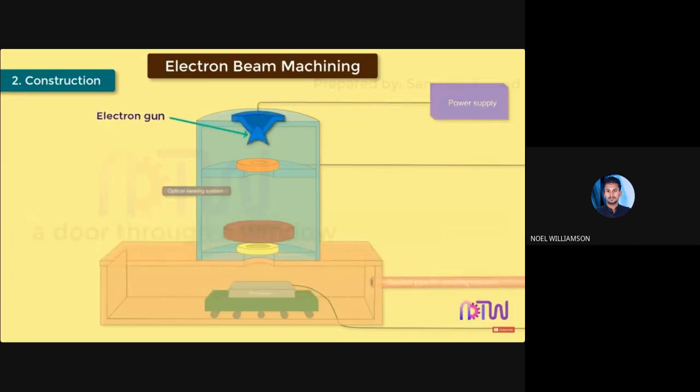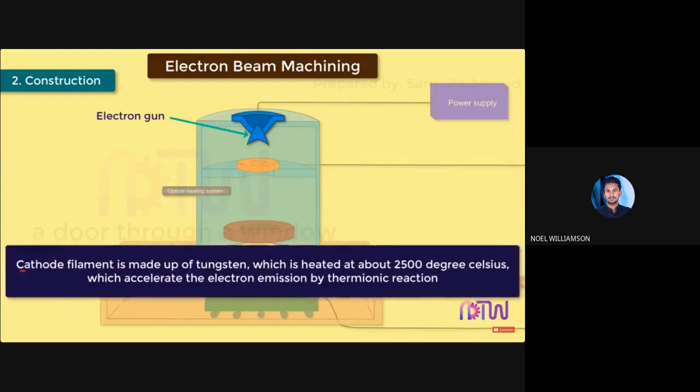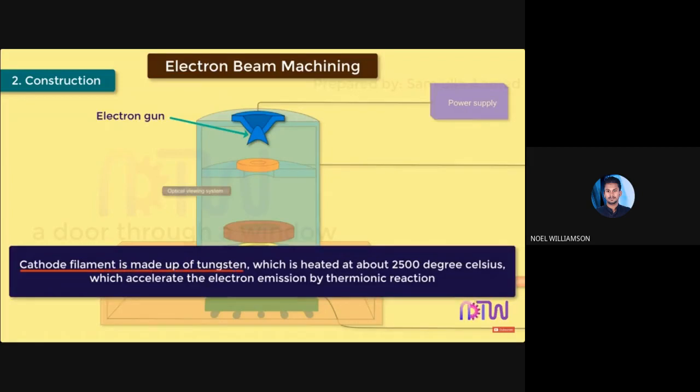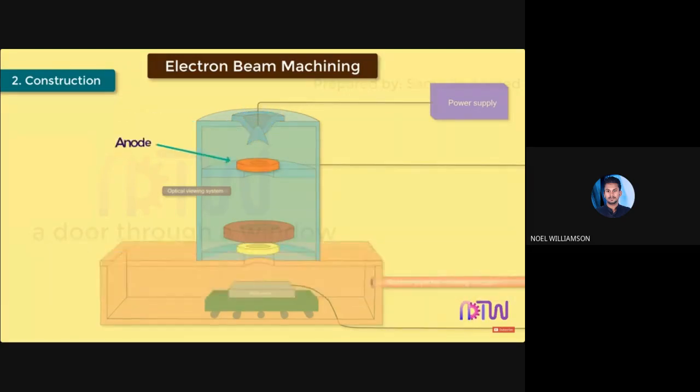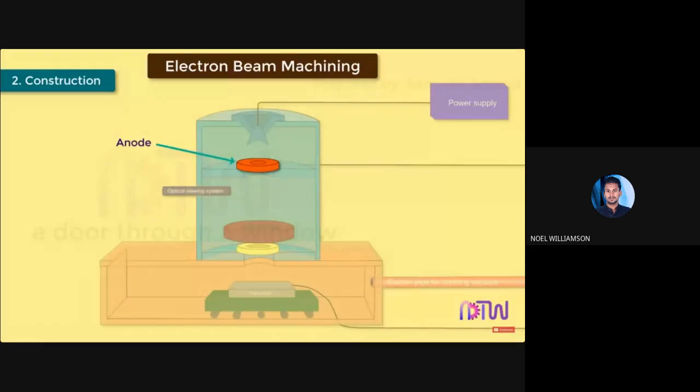Electron gun. It is a cathode ray tube which generates the electrons, accelerates them to a very high speed, and focuses them on the required spot on the workpiece. The cathode filament is made of tungsten, which is heated to about 2500 degrees Celsius, which accelerates the electron emission by thermionic emission. Anode. The anode is connected to the positive bias. The electrons are pulled towards the anode at very high speed, so the electrons produced by the cathode filament do not diverge from their path.